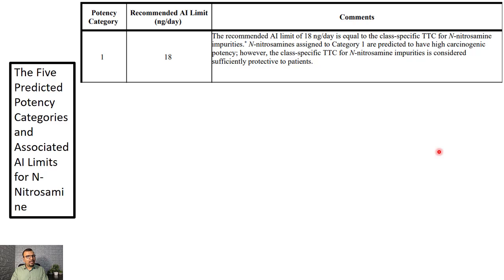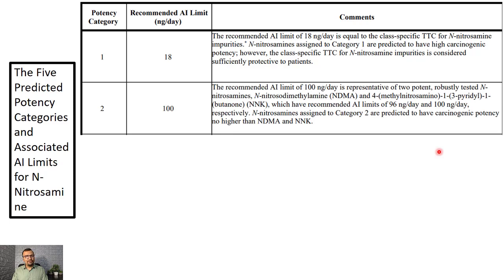In case there is no carcinogenic data available, the guideline talks about adopting the 18 nanograms per day limit, which is the nitrosamine class-specific TTC, and TTC stands for threshold of toxicological concern. But in case your compound falls under potency category number 2, then 100 nanograms per day can be the recommended acceptable intake. And this particular recommendation comes from two important nitrosamines: one is NDMA and the second one is NNK.